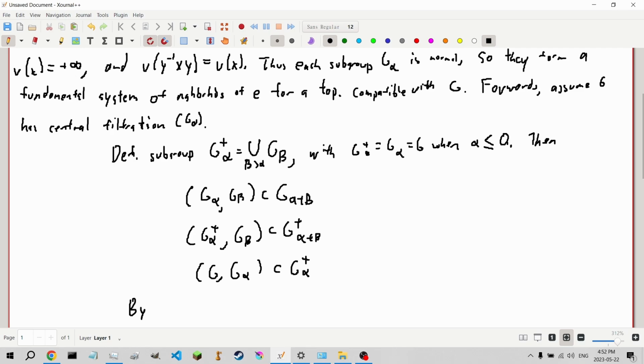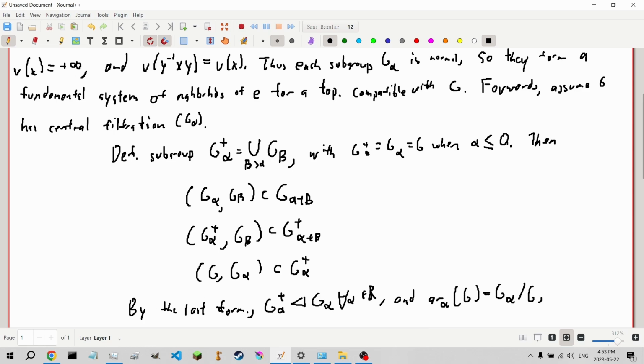By this last formula, G alpha positive is a normal subgroup of G alpha for all alpha, and the quotient group GR alpha of G, defined as G alpha over G alpha plus, is commutative.